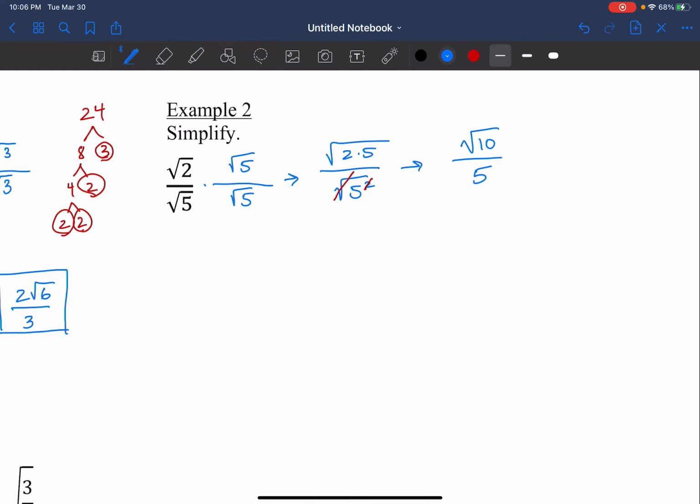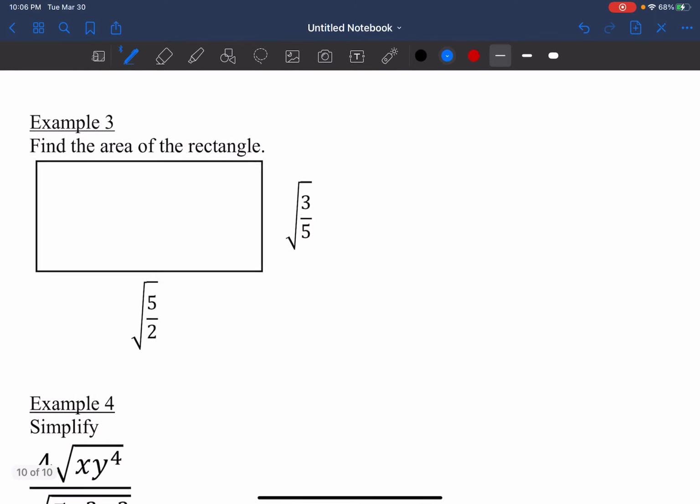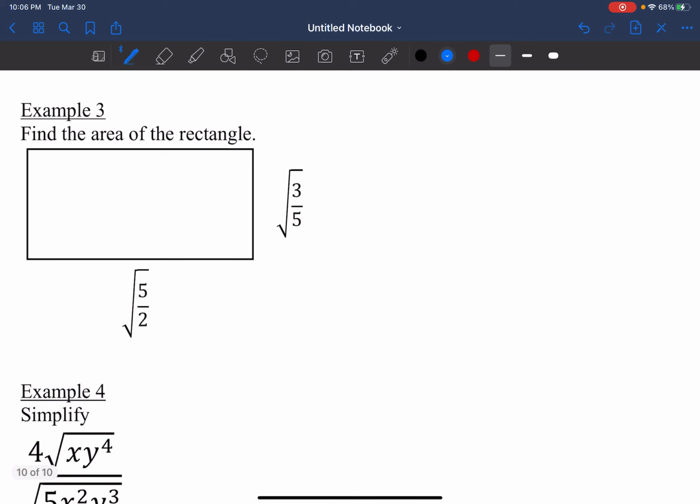All right, let's move on to example number 3. Example number 3, we are asked to find the area of a rectangle. How do we find the area of a rectangle? Area of a rectangle equals base times height. In this case, the base is going to be the square root of 5 over 2. And the height is the square root of 3 over 5.